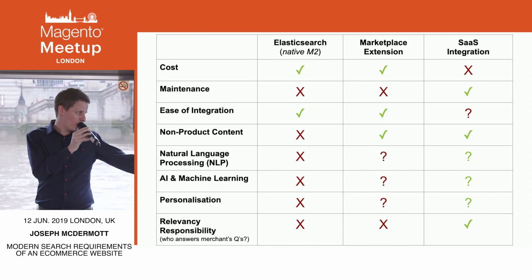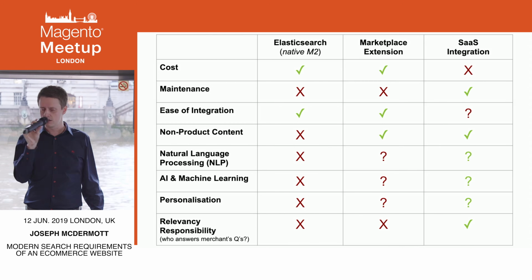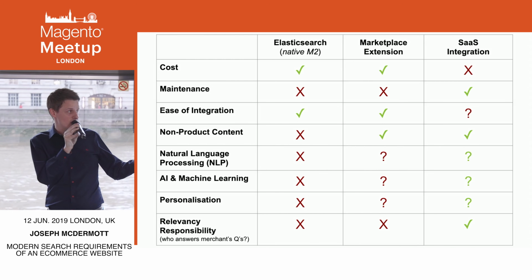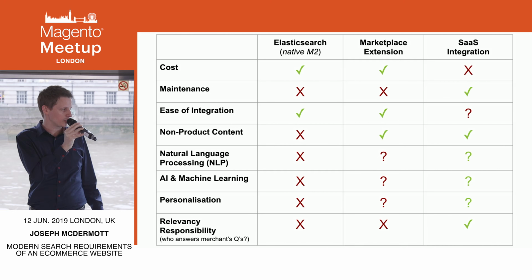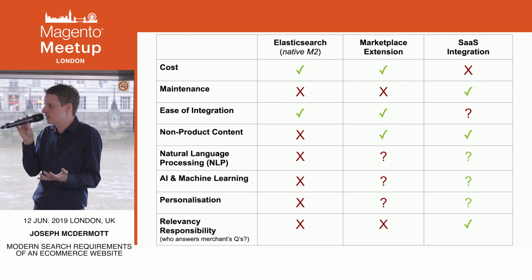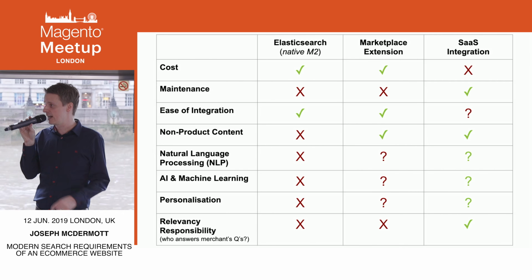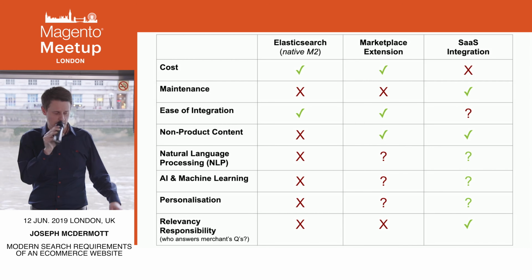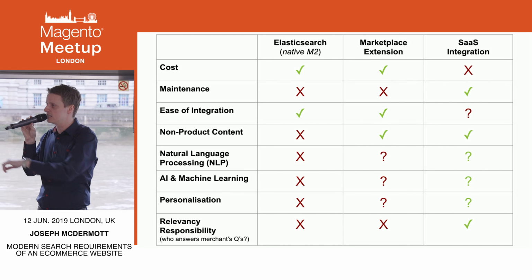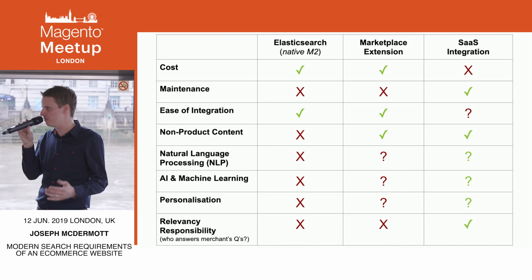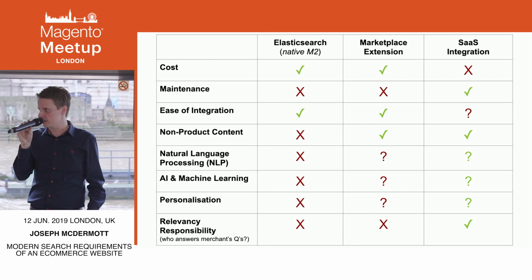I also want to focus on this bottom topic here, the relevancy responsibility. This is a particularly good one for agencies. So if your client's Magento website is running Elasticsearch or a marketplace extension, and your client comes to you and says, I searched for red shoe, I didn't get the result I was expecting, it's your responsibility to fix that and do the development work and find out why it's not working. If you use a SaaS integration, you can tell your client to go and speak to that vendor and basically takes you out of the loop. You can focus on your own work and your development work, and it removes a headache for you, quite a complicated headache in terms of search relevancy.